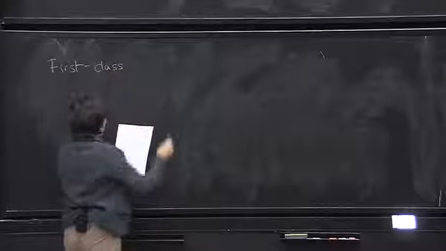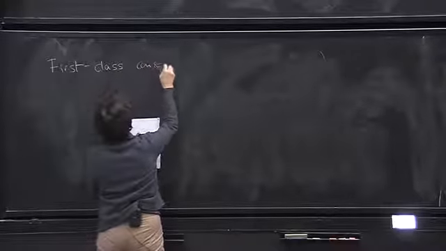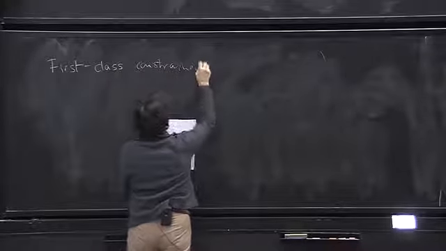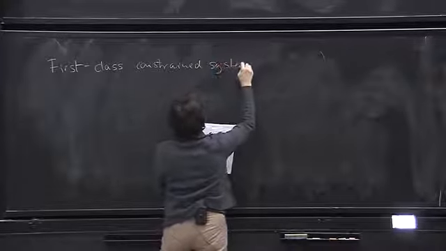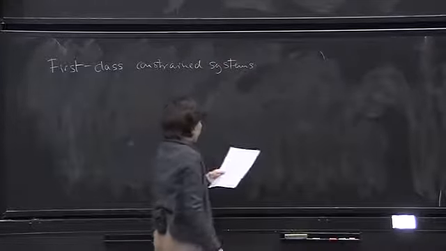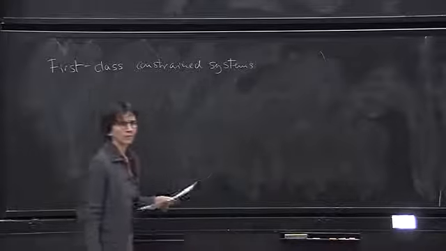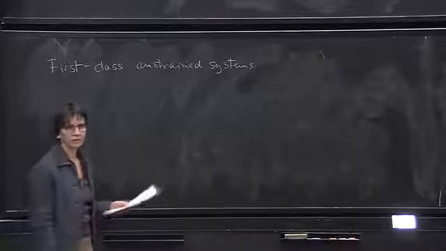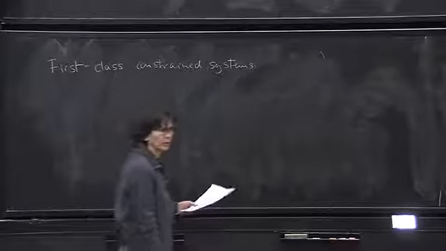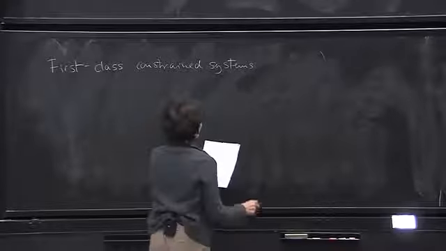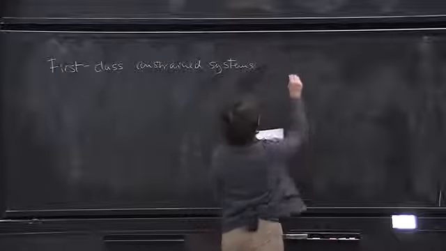So we are looking at first-class constrained systems. And of course, it won't surprise you in the course of the morning that general relativity will turn out to be a particular case of this. Now, how were those systems given to us?